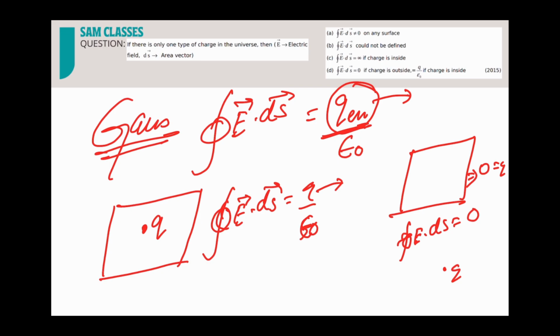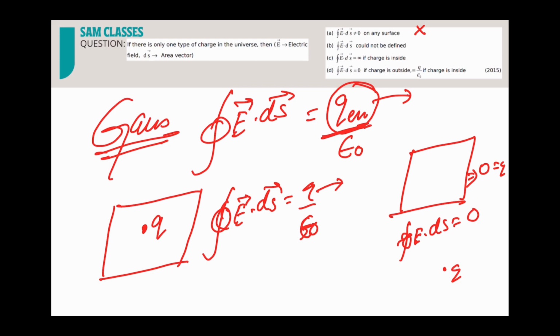E dot ds is not equal to 0 on any surface. Again wrong. E dot ds could not be defined. Why should it not be defined? Because Gauss sir hasn't given anything about what kind of charge we are talking about. We are talking about the total charge, whatever it is, negative, positive, it doesn't matter.